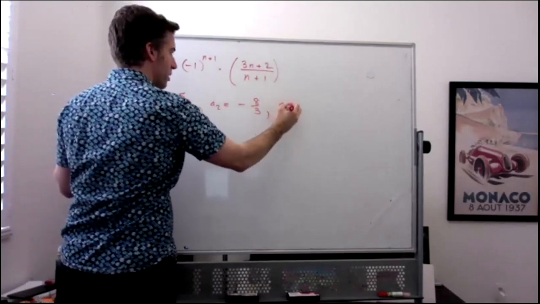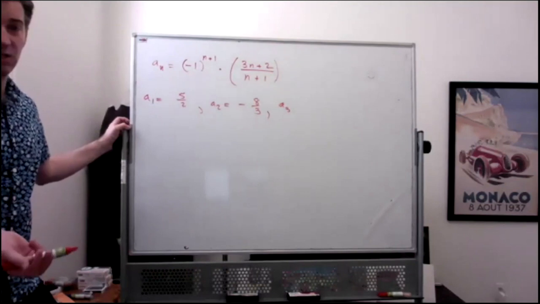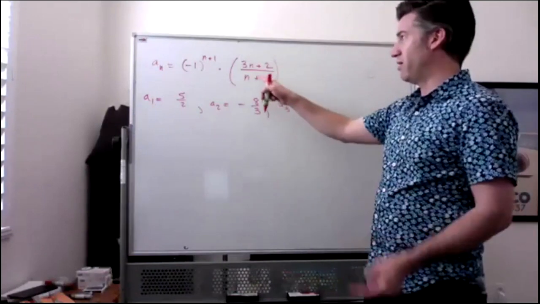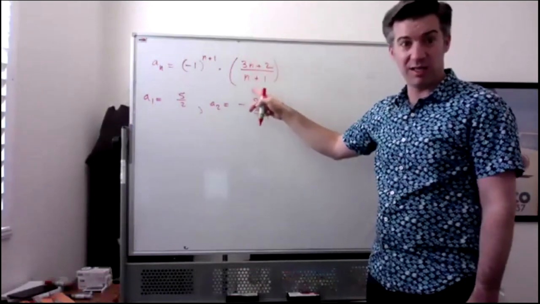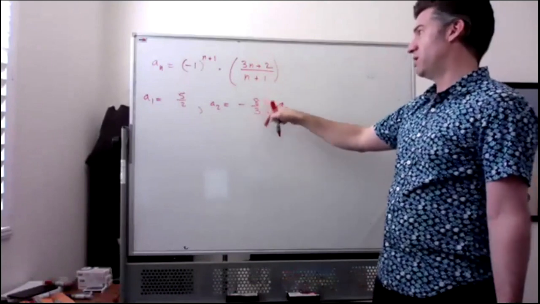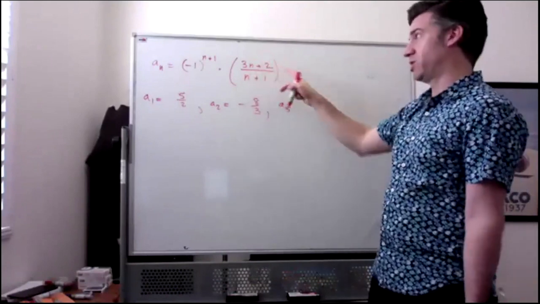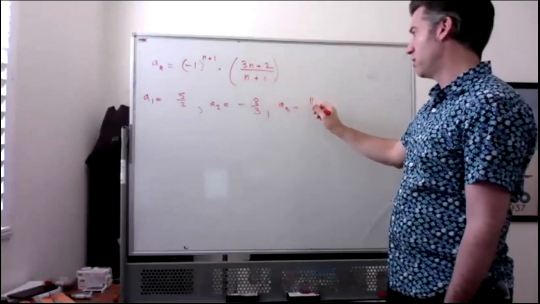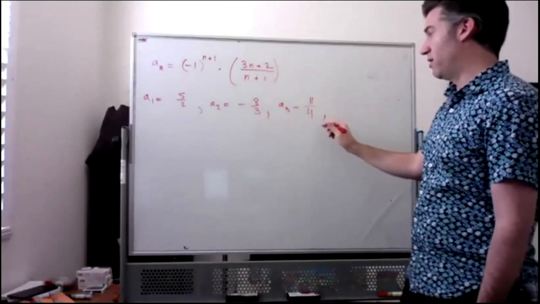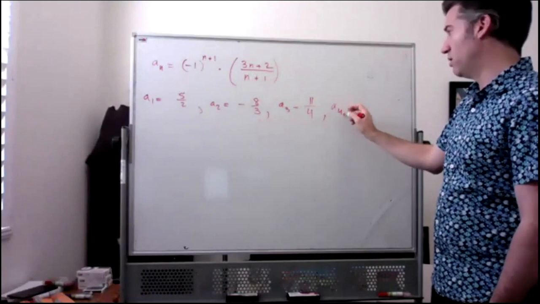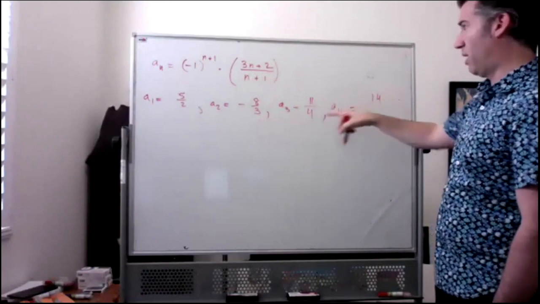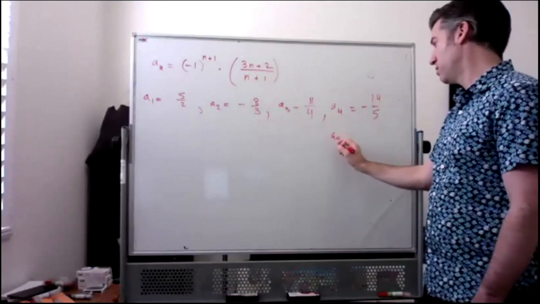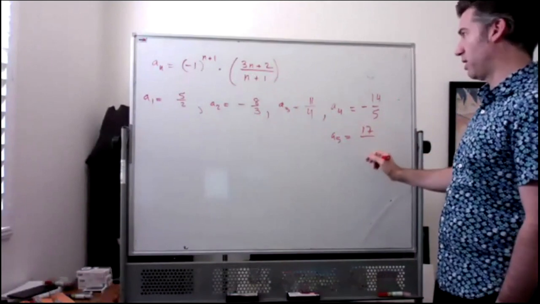And then I should point out, instead of plugging in each time, you can, for this one specifically, kind of see what's going to happen. Every time you plug in the next value of n, the top is going to get 3 larger and the bottom is going to get 1 larger. So instead of actually plugging in 3 and getting 9 plus 2 is 11 over 3 plus 1 is 4, I could say the top's going to get 3 bigger, the bottom's going to get 1 bigger. For the next one, the top's going to get 3 bigger, the bottom's going to get 1 bigger, but it's going to be negative because of the alternatingness. And for the next one, the top's going to get 3 bigger, the bottom's going to get 1 bigger.